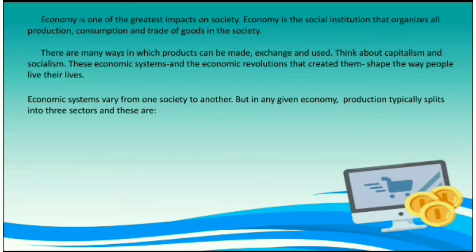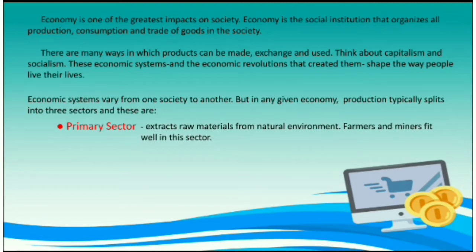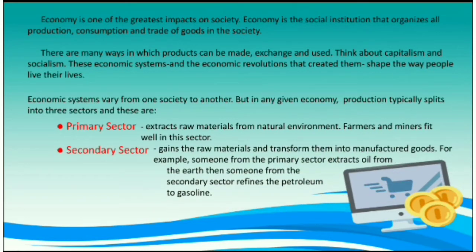Economic systems vary from one society to another, but in any given economy, production typically splits into three sectors. First is the primary sector, which extracts raw materials from the natural environment. Farmers and miners fit well in this sector. Second is the secondary sector, which takes the raw materials and transforms them into manufactured goods.